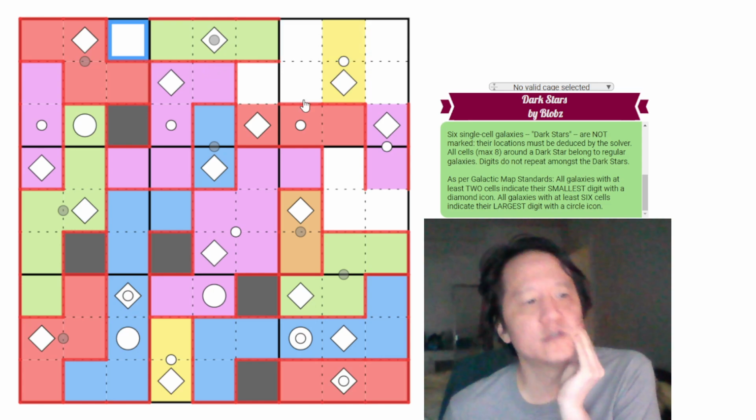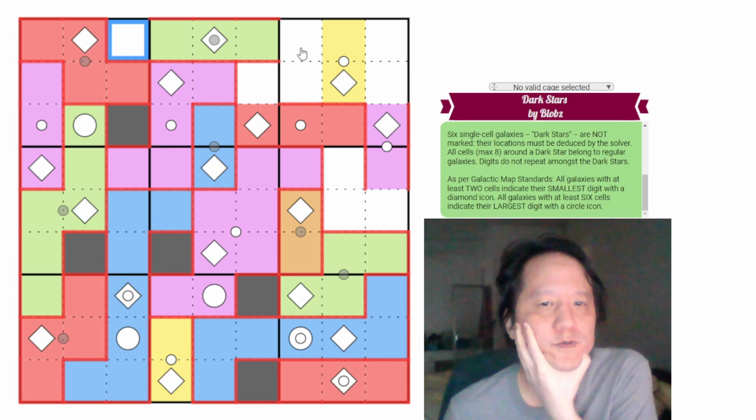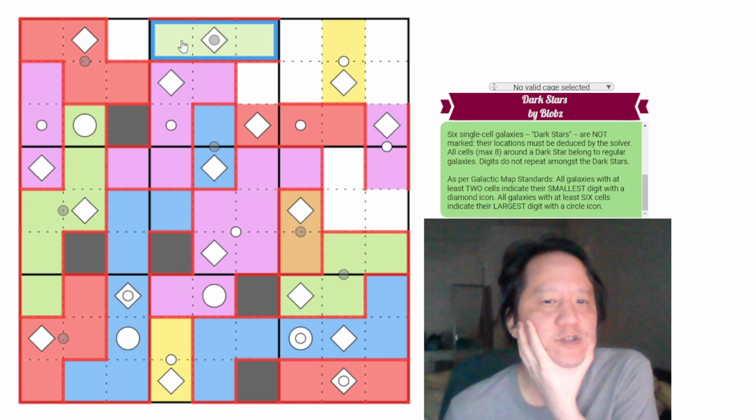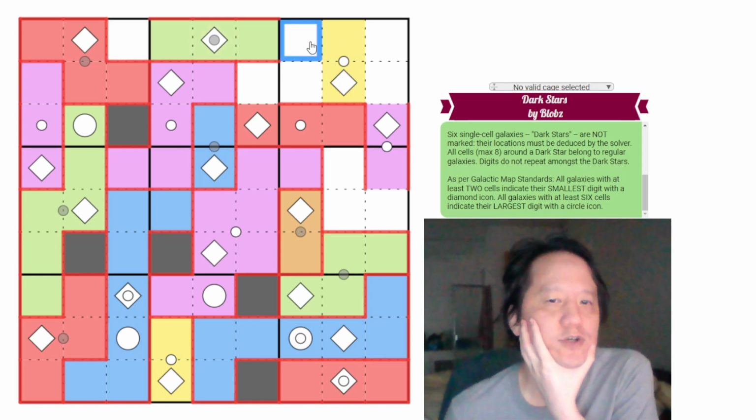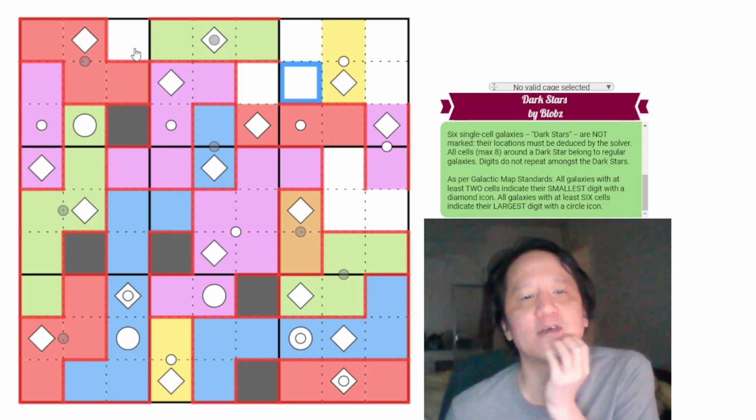So this could be a dark star. Okay, so if this is 3, this is a dark star, but this could be yellow, yellow, yellow, yellow. Okay, and in fact, it would have to be yellow, yellow, yellow, yellow, right?